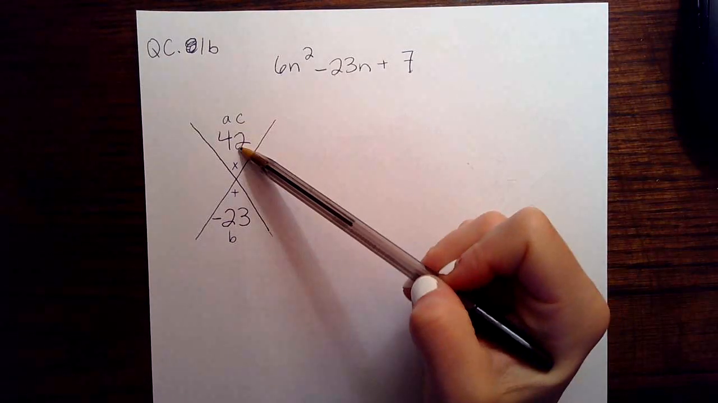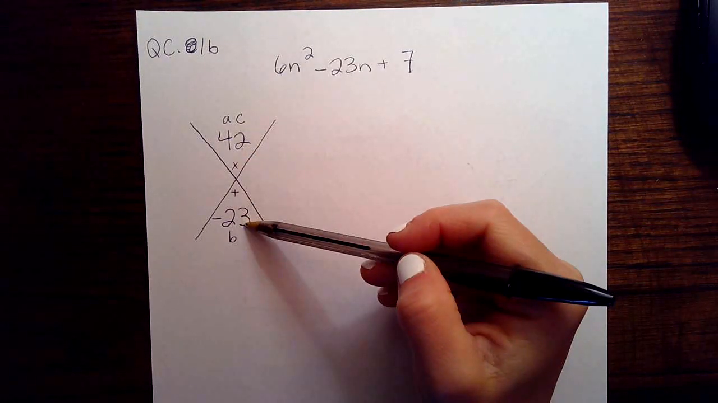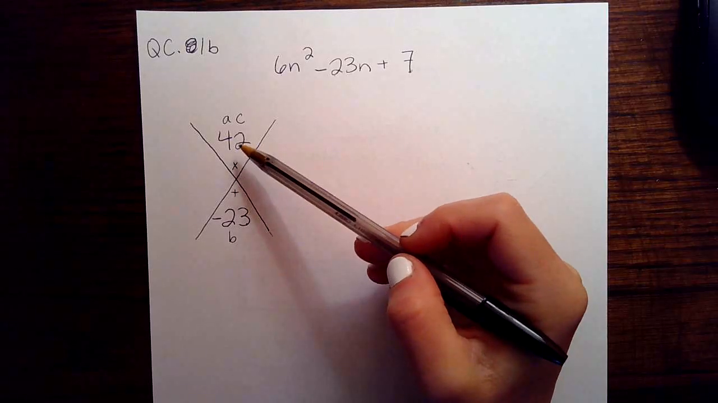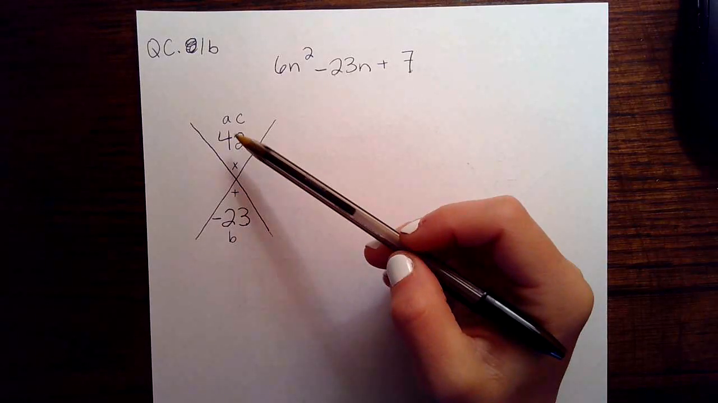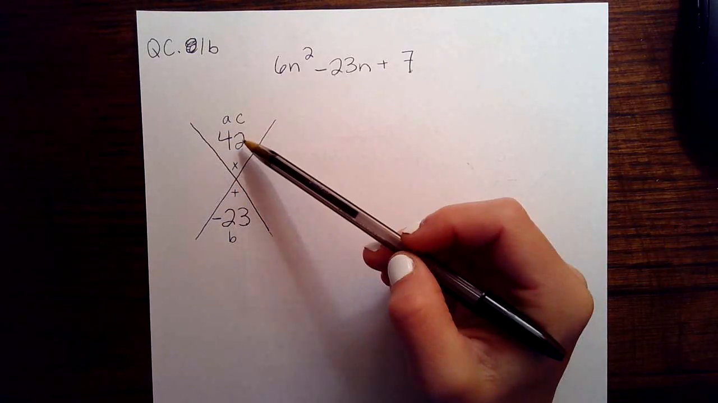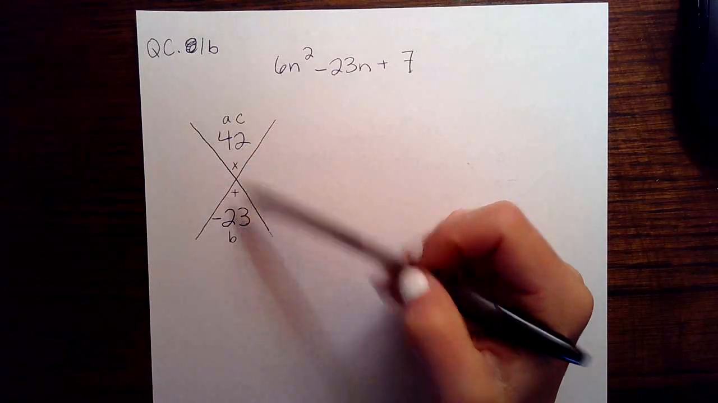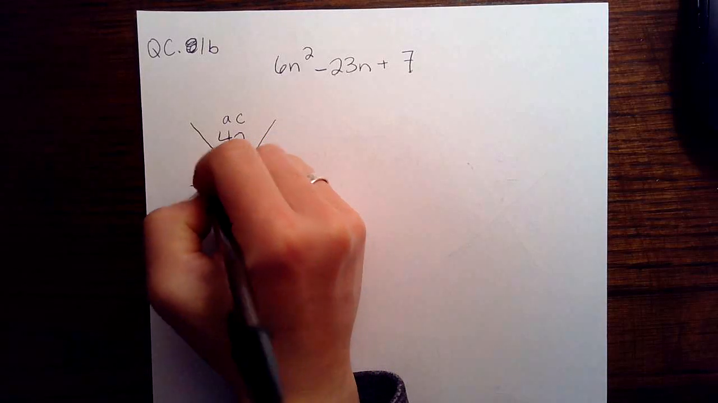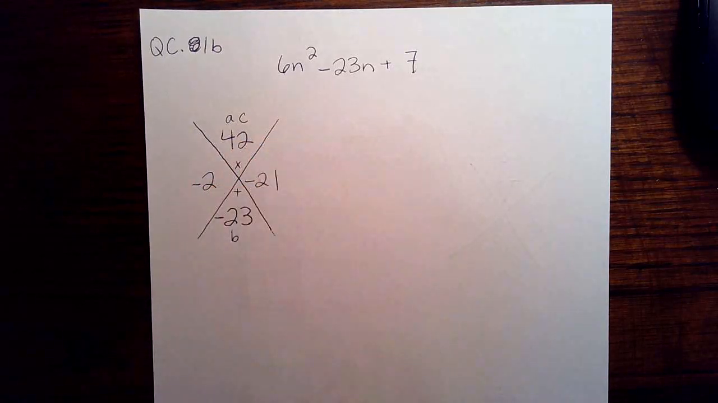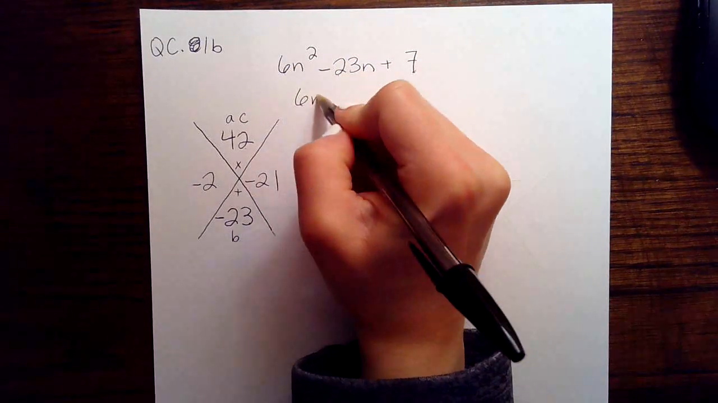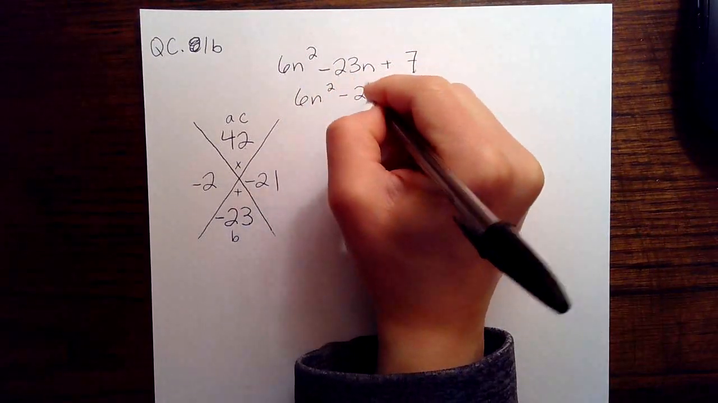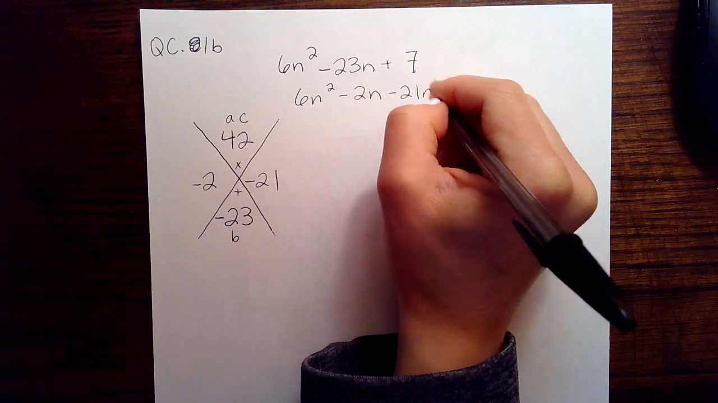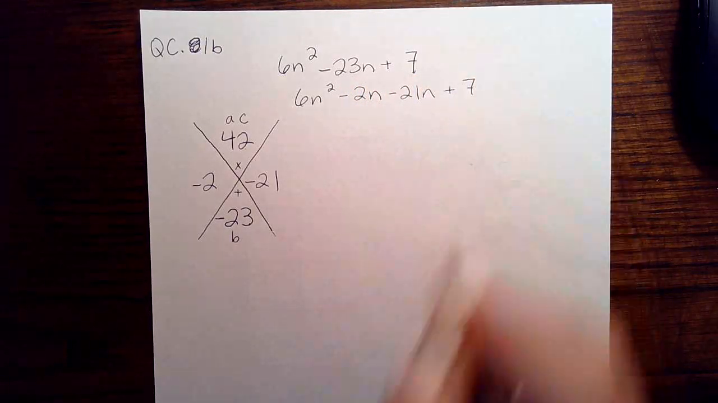Well, to have a positive product but a negative sum, we have to have two negative numbers. So I'm looking for every pair of negative numbers. Negative 1 and negative 42. Nope. Negative 2 and negative 21. Yeah. You should notice this looks very similar to our last example. The only difference so far is that negative sign. So this splits to negative 2n minus 21n plus 7.